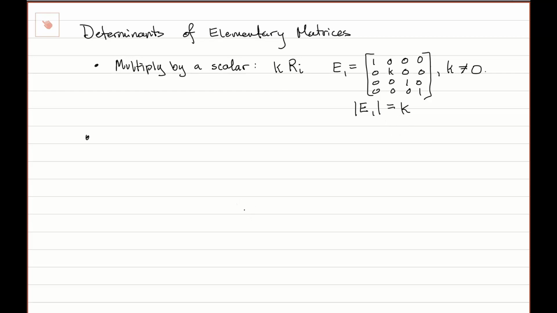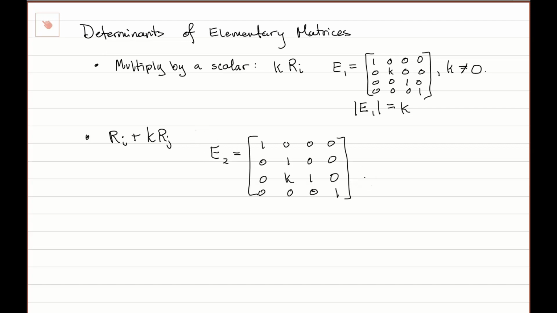The second type of elementary row operation that we probably use the most frequently is that one where we add a multiple of one row to another row. And those look like Ri plus or minus some constant times Rj. And here's an example of one matrix that does that. So in this example, I have here a matrix that's going to implement the row operation that would take row 3 and add k times row 2 and put that back in row 3.